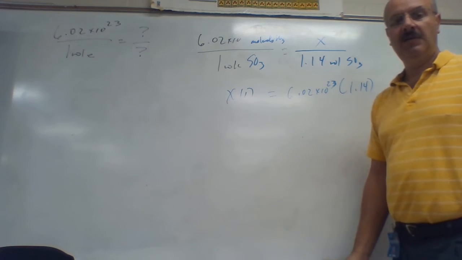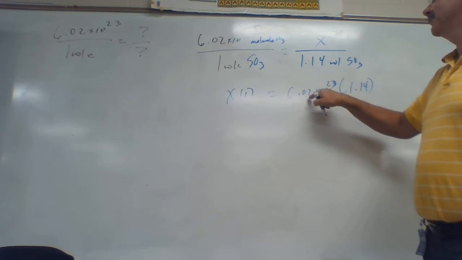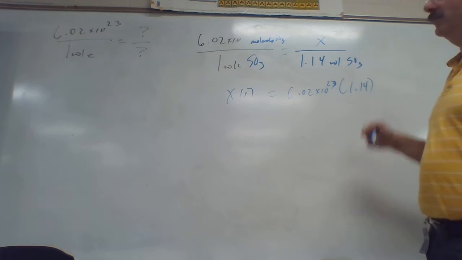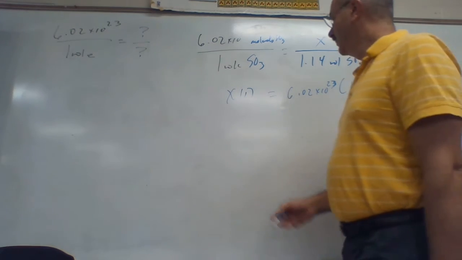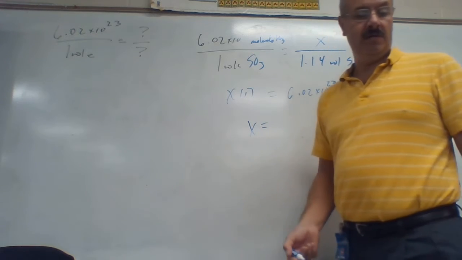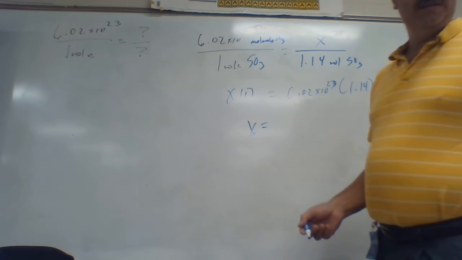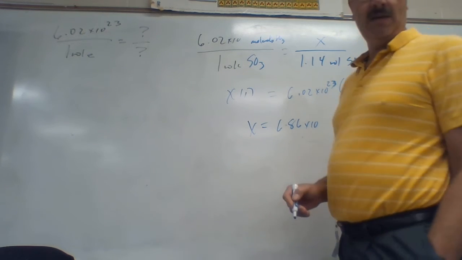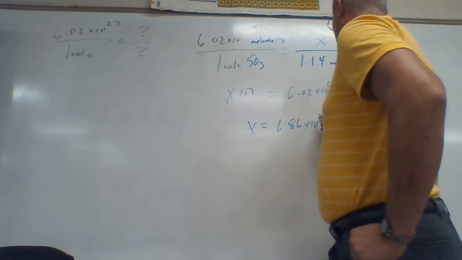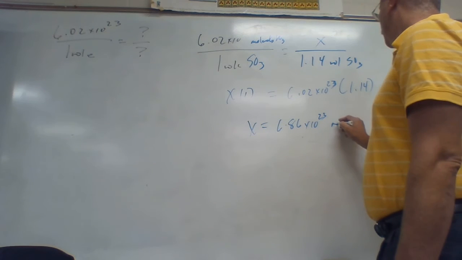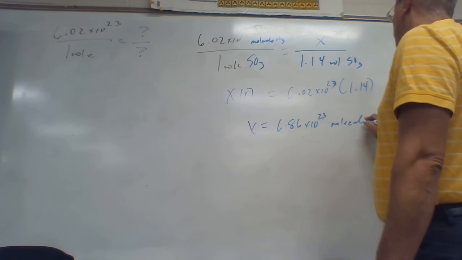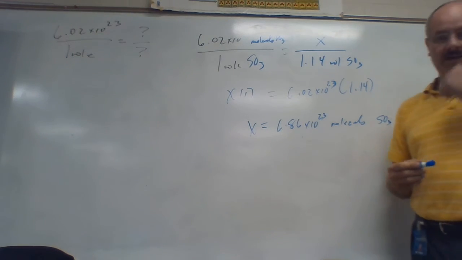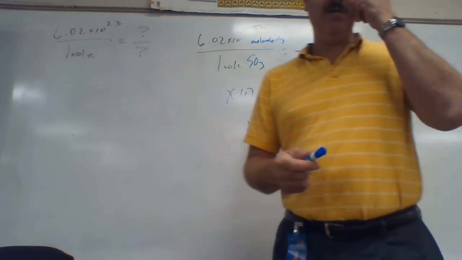So again, type this into your calculator, 6.02 exp 23 times 1.14, and then press equals, and you get an answer of 6.86 times 10 to the 23rd. And that's molecules of SO3.